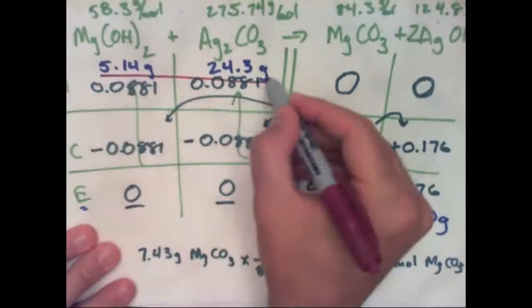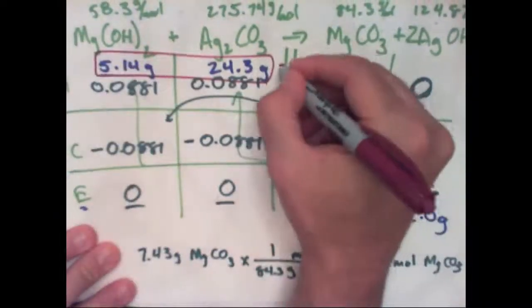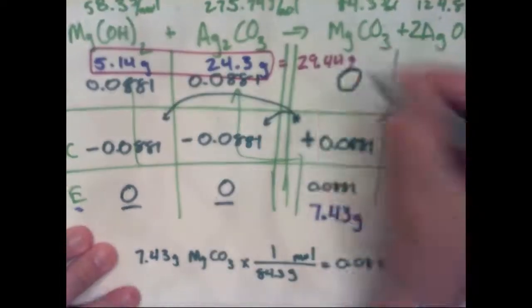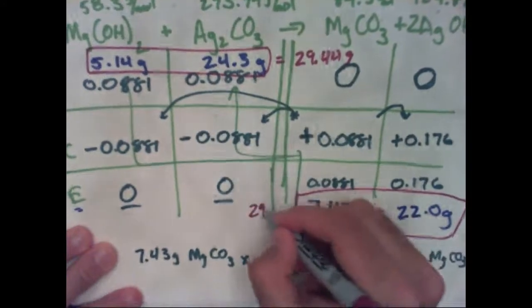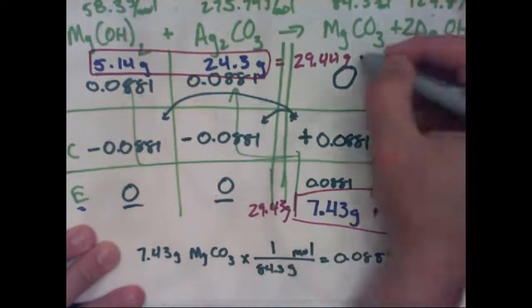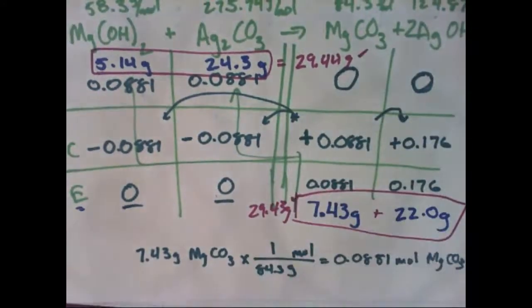Now, the last thing that we should always do is just check using the law of conservation of mass. If we add these two, you get 29.44 grams, and if you add these two, you get 29.43 grams. Look, these two are almost exactly right. So what does this mean?